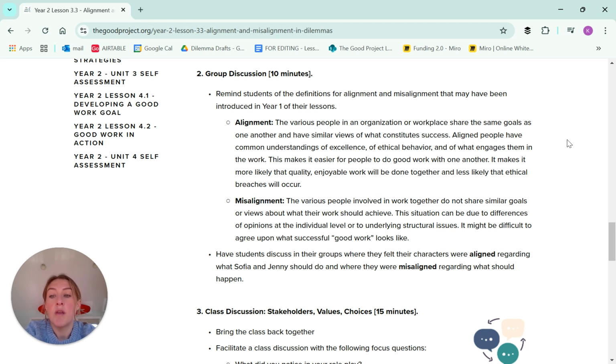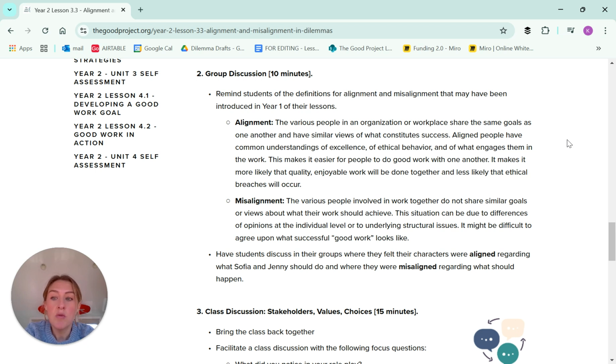Whereas when you're dealing with misalignment within a workplace or a field, various people don't share similar goals or views about what their work should achieve. So this could be due to differences of opinion. It could be due to different underlying structural issues, funding issues, or what constituencies different people within the organization feel they're most responsible to. It's not impossible to do good work when there's misalignment involved, but it makes it a lot harder for that to happen.